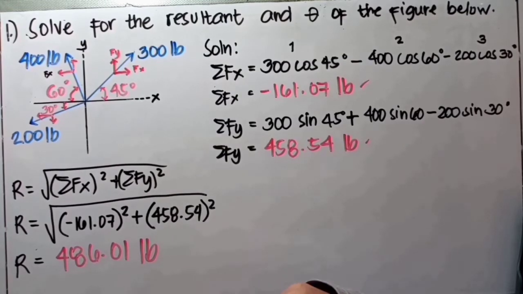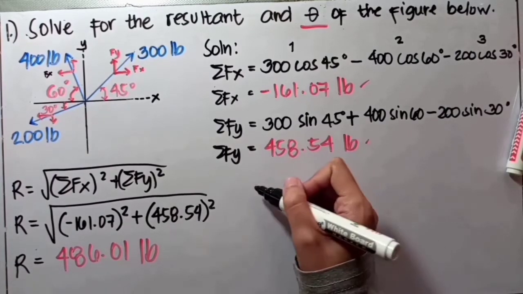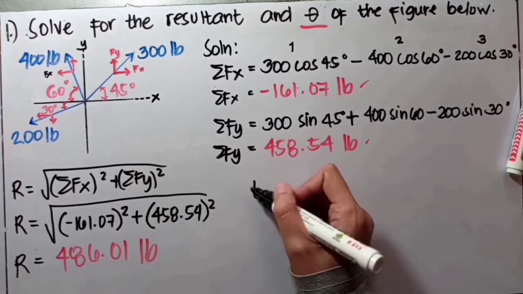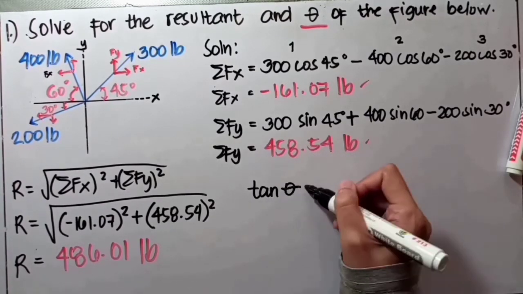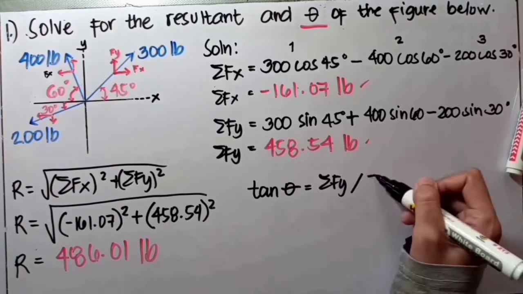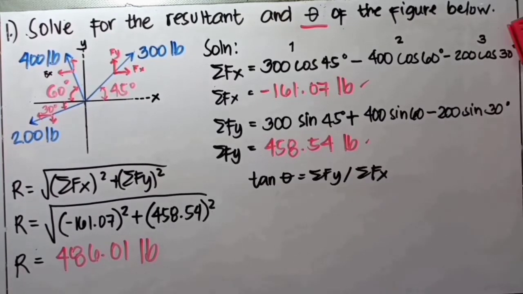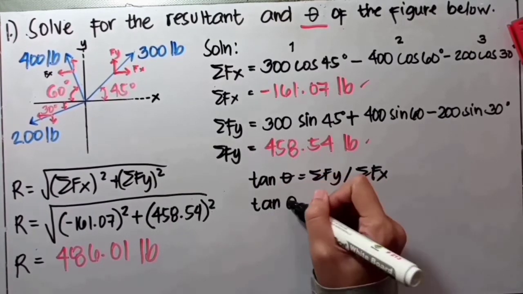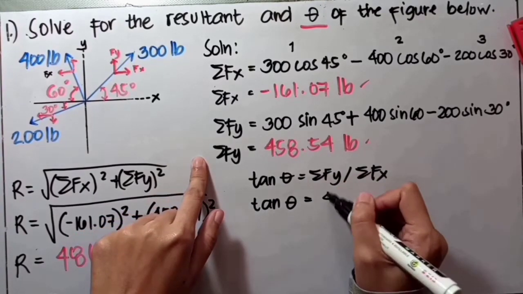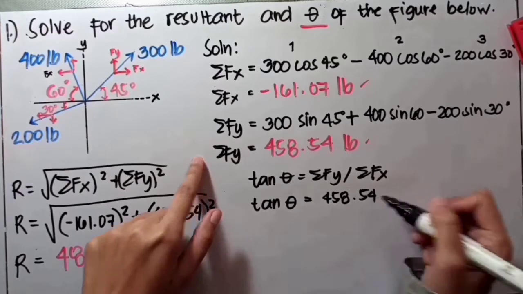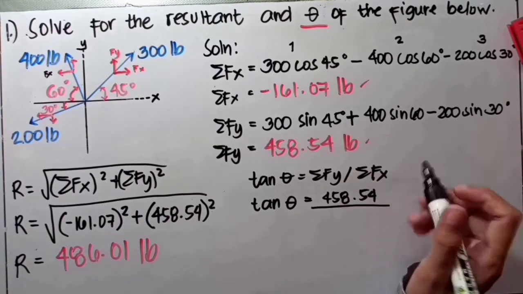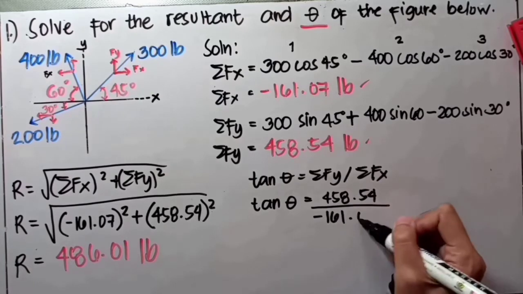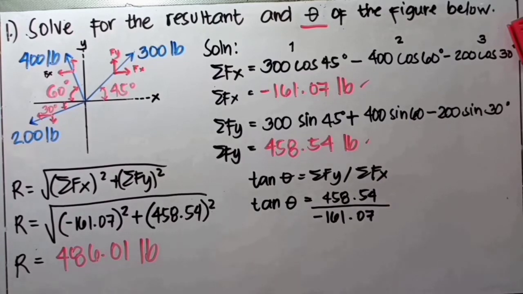Okay na. So, ang lesson naman na hiningi dito sa problem is ang theta or ang angle ng resultant. Now, let's find for the angle. Ang formula kanina is that for getting the angle is tan theta is equals to summation forces Y divided by the summation forces X. So, isa-substitute lang natin ang mga nakuha nating mga values. So, tan theta is equals to the summation forces Y, which is 458.54 divided by summation forces X, which is the negative 161.07. Calculate natin.